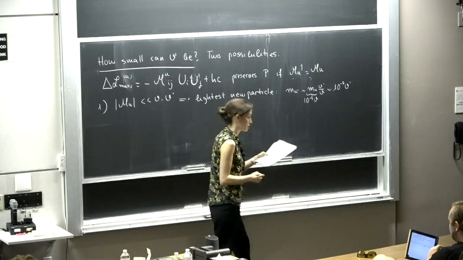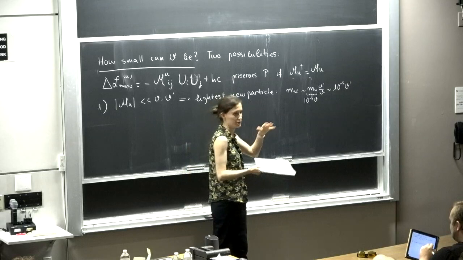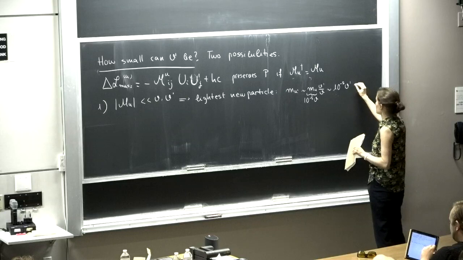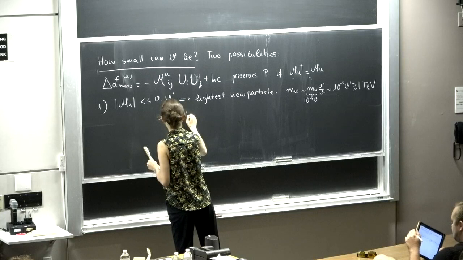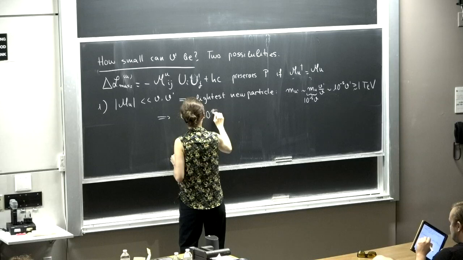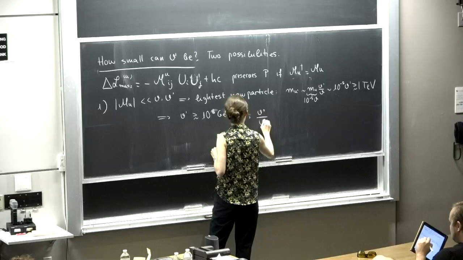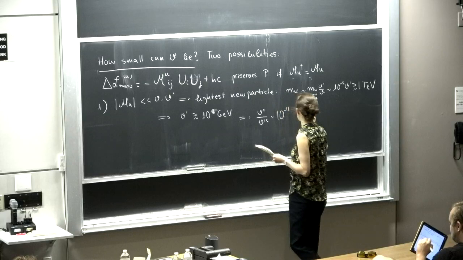Now, it turns out that bounds on additional color particles from the ATLAS and CMS experiments set a very stringent bound on this possibility. And being generous, this has to be, at the very least, above 1 TeV. This would mean that the parity breaking scale in these models would have to be no less than 10 to the 8 GeV. And this would mean a level of fine-tuning in the scalar sectors of these models of order 10 to the minus 12. So, bad news.